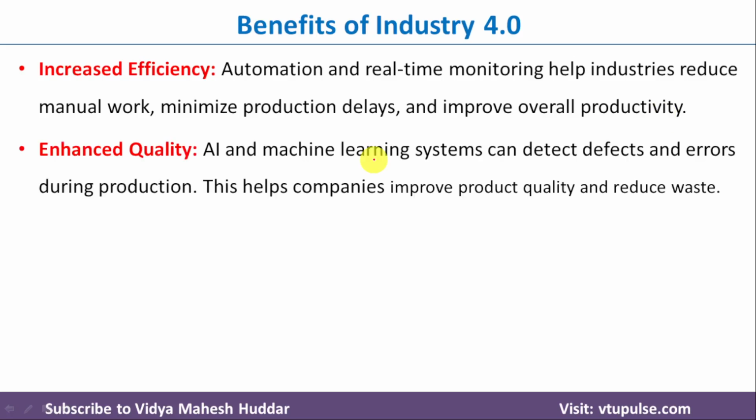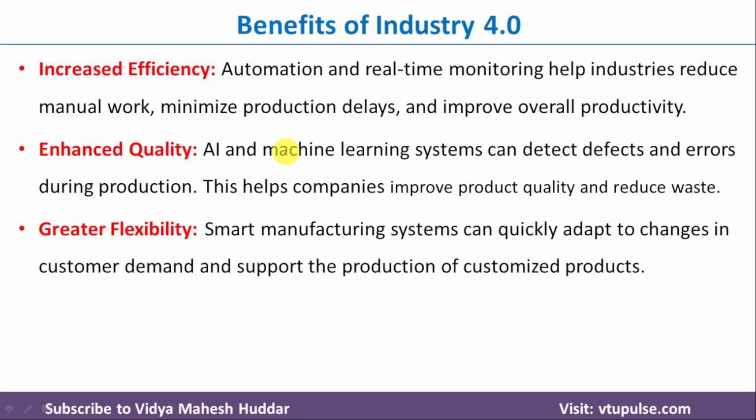Next one is enhanced quality. Nowadays in Industry 4.0 we are using AI and machine learning. If any defect is detected or error occurs during the production, the company can immediately take care of that defect or error because here we are using AI and machine learning. The work will be very fast, it will save time and it will give a quality product also.